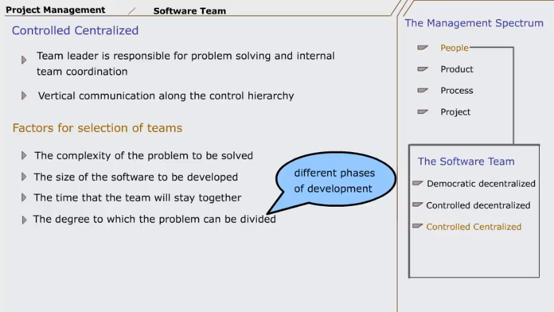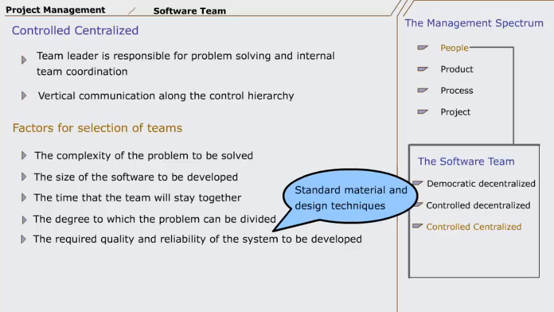It means phases of project. For example, we divide our project in different phases. In each phase, we select certain courses to be developed. Number 5. The required quality and reliability of the system to be developed. In our example, the required quality would be standard material and design techniques used in CDs, and reliability would be the delivery of error-free material in CDs.